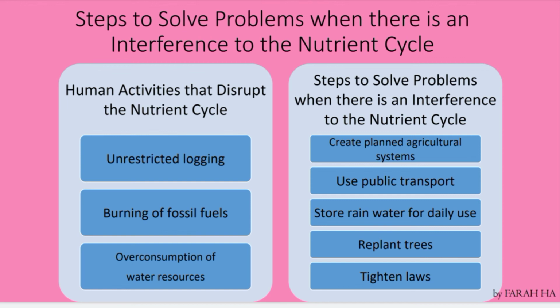So we also have steps to solve the problem, which is we as residents and the government should take part to save our ecosystem. First, create a planned agricultural system. We can use public transport, store rainwater for daily use, replant trees to counter deforestation, and the government should tighten the laws. Okay, so I will stop here.